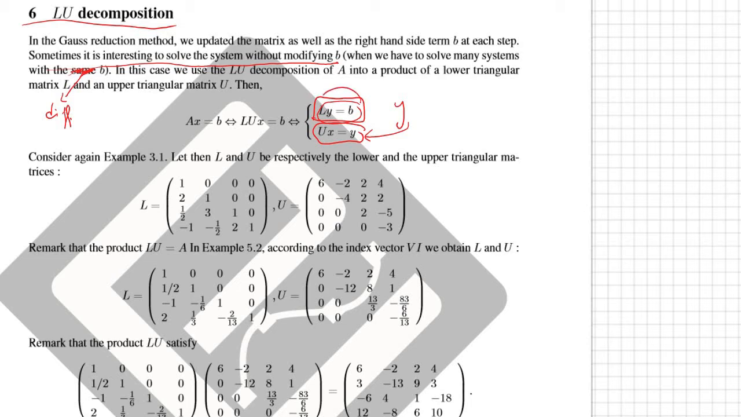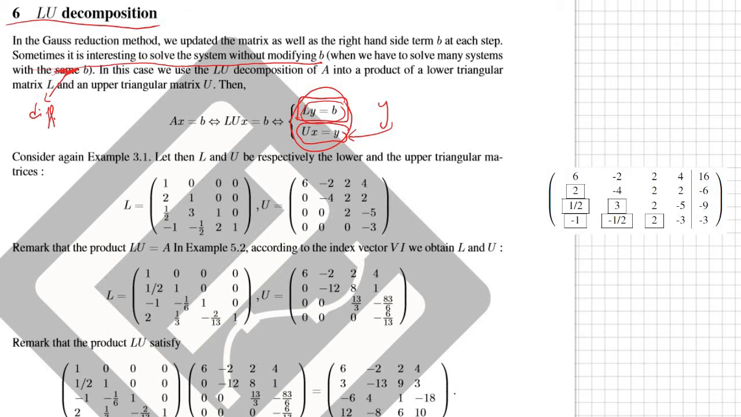And why are these two systems easier? Because L and U are both triangular matrices. So to solve a system with a triangular matrix is easy, because that's what we did in the reverse path method. If we go back to an example we did before, we did the reduction procedure and we obtained this augmented triangular matrix, and we have placed the coefficients in squares.